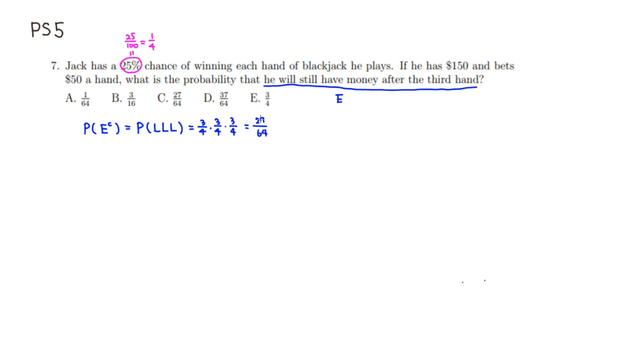Then the probability of the actual event that we're interested in is always 1 minus the probability of the opposite event. So you have 27 over 64. Using the common denominator, which is 64, you have 64 minus 27, which is 37 over 64. So the answer is D.